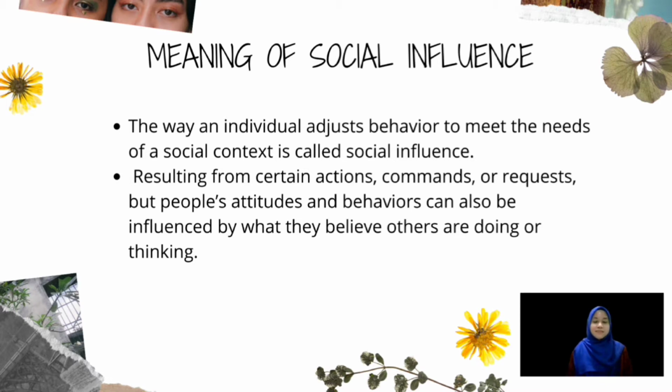So, what is meant by social influence? Social influence is the way in which individuals adapt their behavior to meet the needs of the social context. Social influence is usually the result of a particular action, order, or request, but people's attitudes and behavior can also be influenced by what they believe others are doing or thinking.